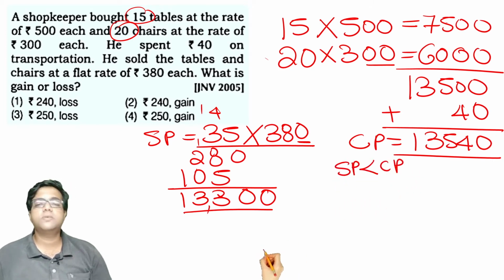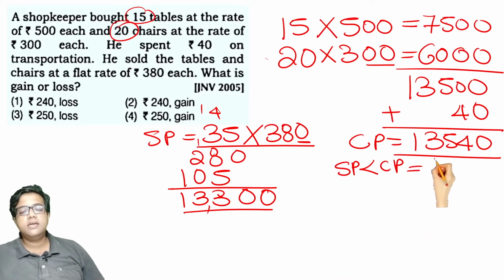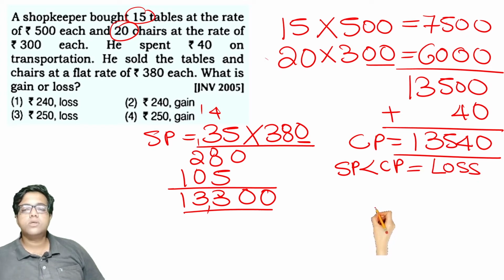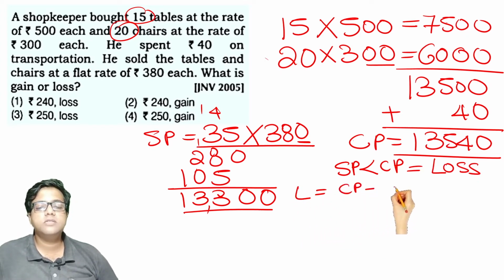cost price. Cost price is more than selling price. So in such a scenario, what is he making? He is making a loss. Loss of how much? In order to find the loss, what is the formula? Cost price minus selling price. The cost price is 13,540.